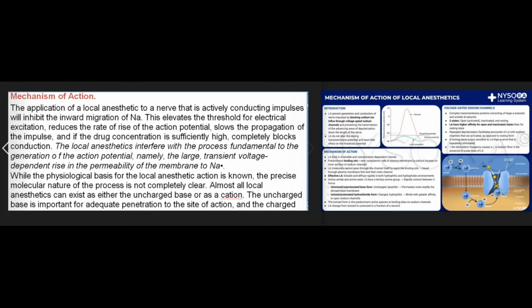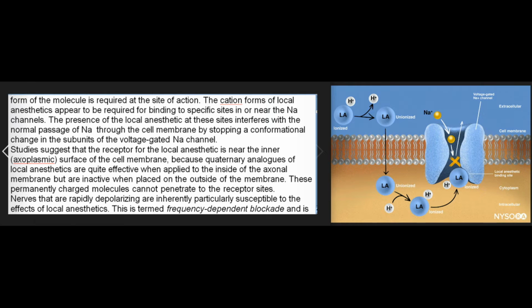While the physiological basis for the local anesthetic action is known, the precise molecular nature of the process is not completely clear. Almost all local anesthetics can exist as either the uncharged base or as a cation. The uncharged base is important for adequate penetration to the site of action, and the charged form of the molecule is required at the site of action. The cation forms of local anesthetics appear to be required for binding to specific sites in or near the Na channels. The presence of the local anesthetic at these sites interferes with the normal passage of Na through the cell membrane by stopping a conformational change in the subunits of the voltage-gated Na channel.